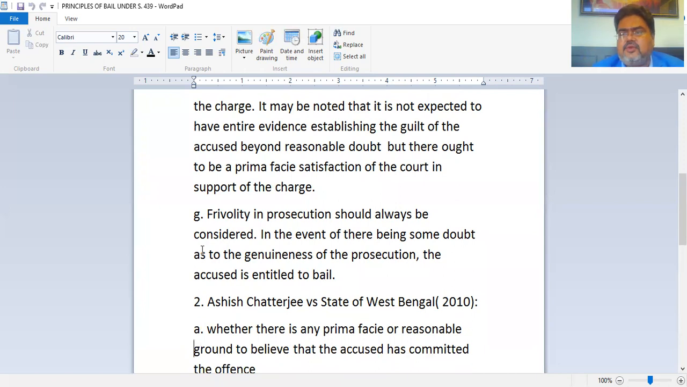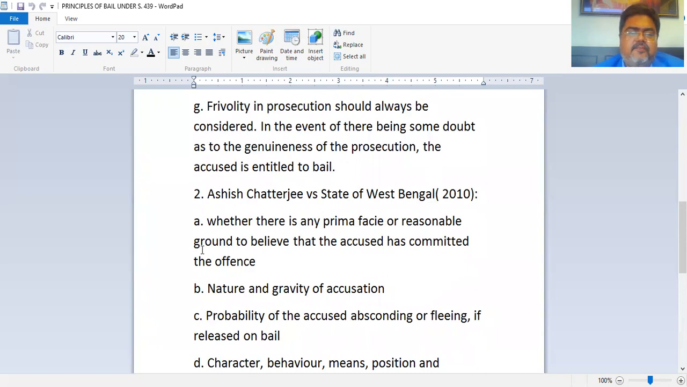So these are the factors to be considered at the time of granting bail under Section 439 CrPC. Next case, Ashish Chatterjee versus State of West Bengal, a 2010 case. Here, some points will be repeated. Whether there is any prima facie or reasonable ground to believe that the accused has committed the offense. So the court will see, are there supporting material evidences that have some weight, and that any person having ordinary prudence, after noticing all these things, would really have this belief that the accused must have committed the offense.